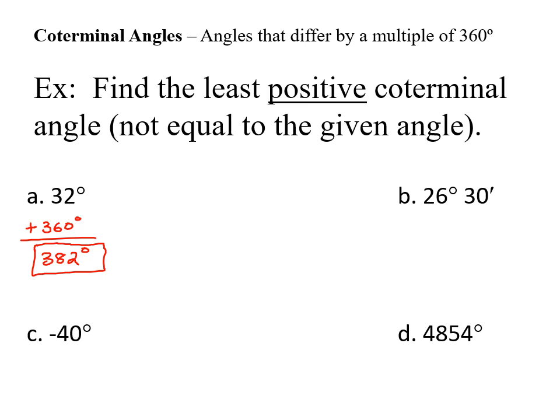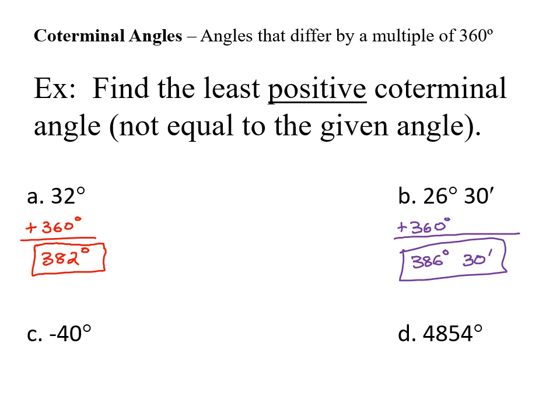One thing about this though is when you're doing coterminal angles, the minutes and seconds never get affected. So on part B, the 26 degrees 30 minutes, I can't subtract 360 because I'll end up with a negative number, but I could add 360 to get 386, and like I said, the minutes and the seconds don't even change. So my least positive would be 386.30.